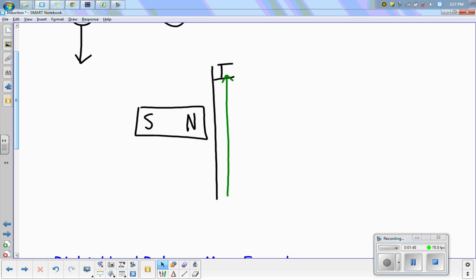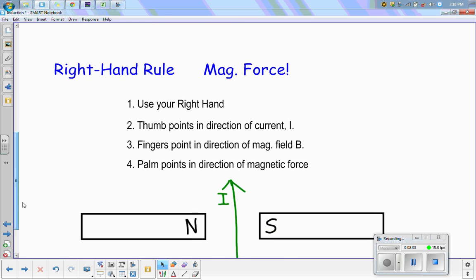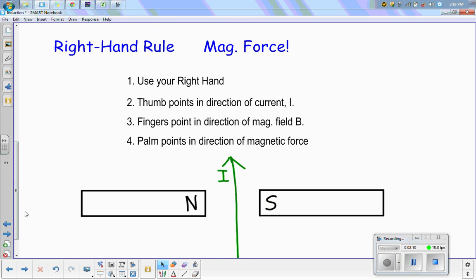Unfortunately, that's not the case. This wire doesn't feel a force up or down away from the magnet. This feels a force from your point of view into the screen or out of the screen. Everything here is perpendicular. All these 3 things, current, magnetic field, and magnetic force, are perpendicular to each other. This perpendicularity is represented and simplified by using the right-hand rule for magnetic force.